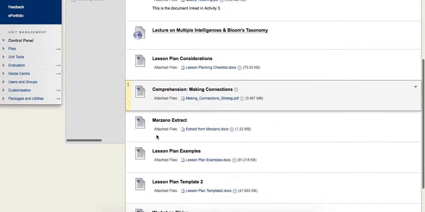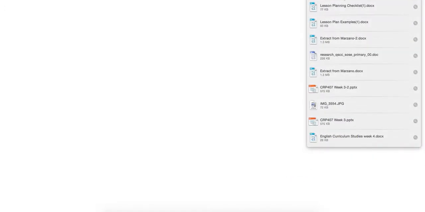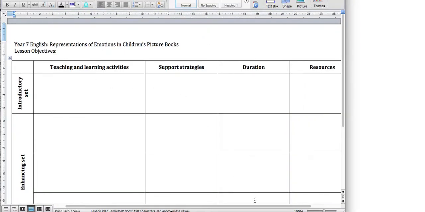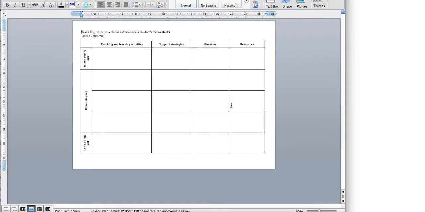Under the learning resources, there's a lesson plan template here. Now, again, this is not a complete template. This is one that's missing all that head-end stuff about what the unit is, what year level it is, all the stuff that goes at the top end of a lesson plan. All I've put here are the lesson objectives and then just the actual plan itself.